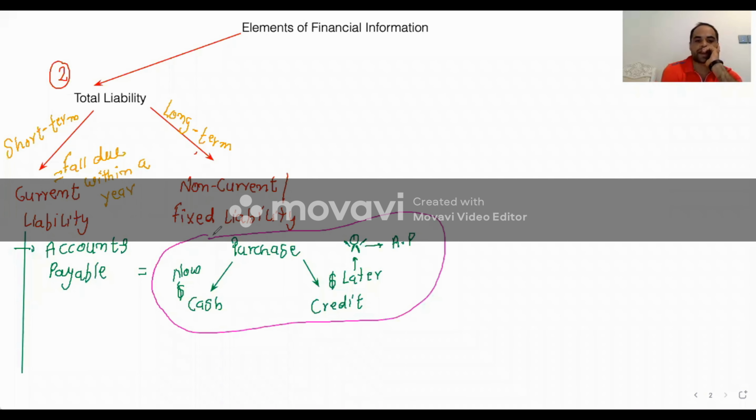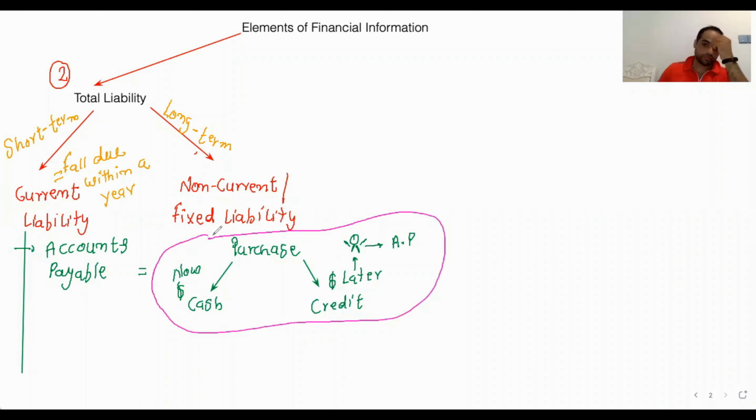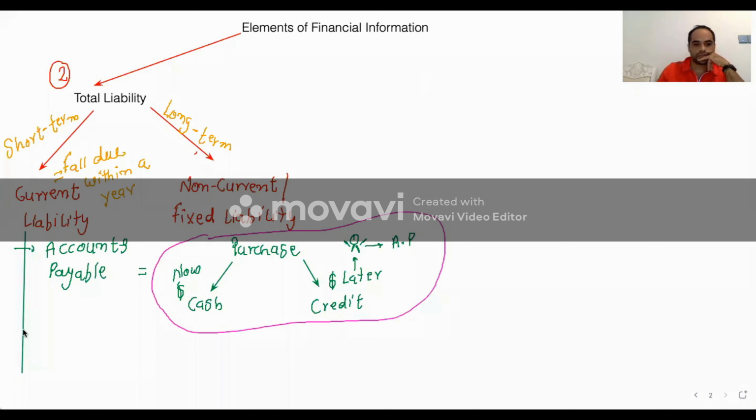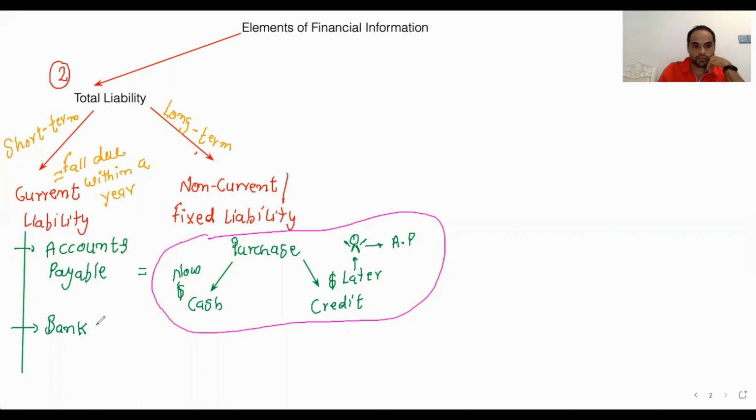Is that okay? Accounts payable. All right. So now let's move on to the second current liability. The second current liability is a bank overdraft. Bank overdraft.